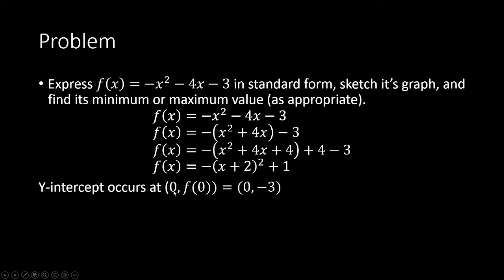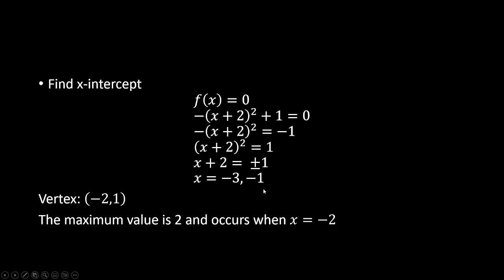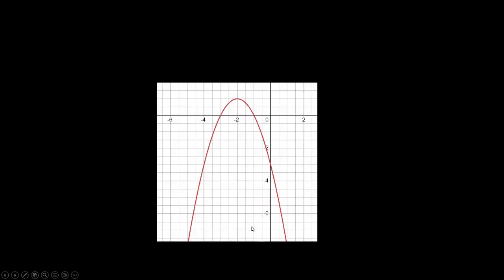To find the y-intercept, we take f of 0. So plug in 0 for x, you get negative 3. The x-intercept, you try to solve f of x equals 0. So negative (x plus 2) squared plus 1 equals 0. So you will get negative 3 and negative 1. The vertex will be at negative 2 and 1. So the maximum value is 1 and occurs when x is negative 2. And if you look at the graph, negative 2 and 1. I hope this may help you guys understand quadratic functions.